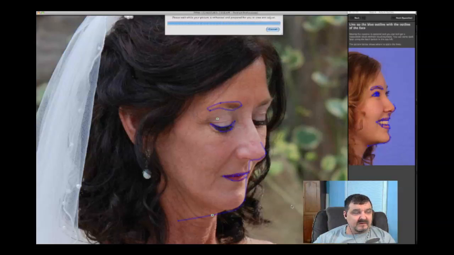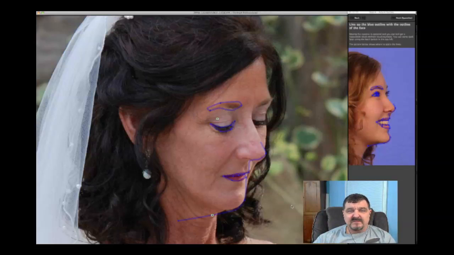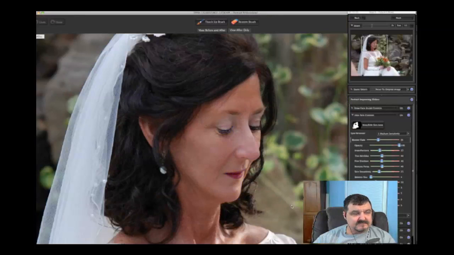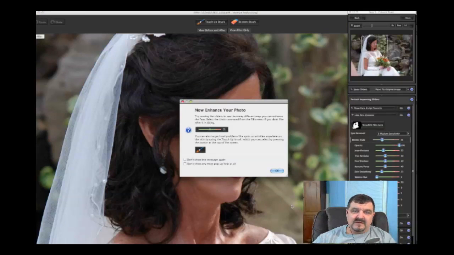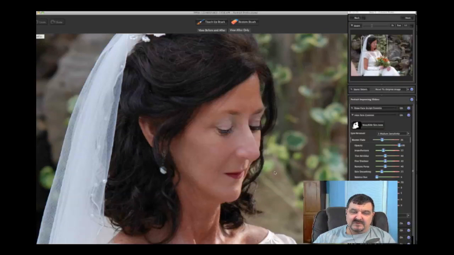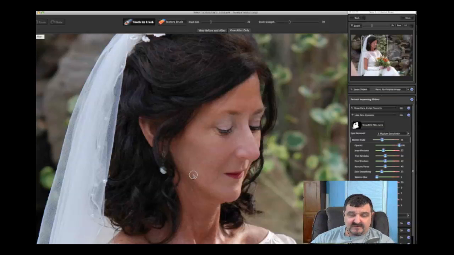Okay. So here we're just letting it do its magic. This will tell you how you can enhance it even more. You can use the touch-up brush right here. And we can actually touch this up if we want. Make the mouse a little bigger.